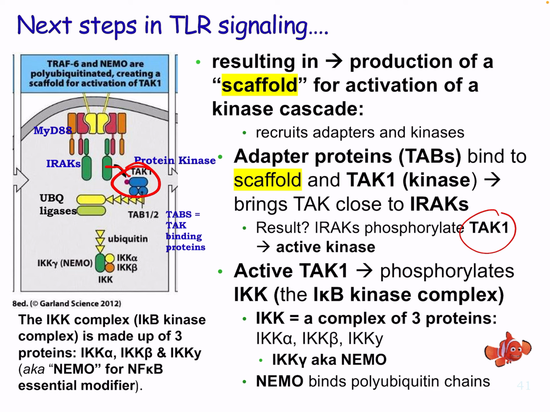Then this active TAK1, as we can see here, phosphorylates IKK, which is the I kappa B kinase complex. IKK is a complex of 3 proteins, IKK alpha, beta, and gamma. And IKK gamma is also known as NEMO. And NEMO binds to this polyubiquitin chain.